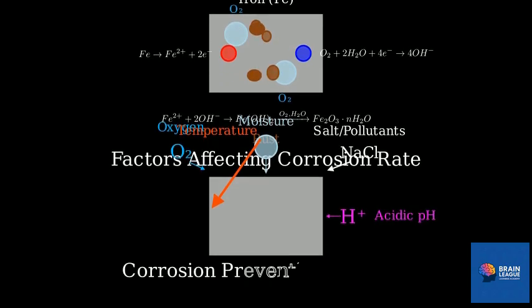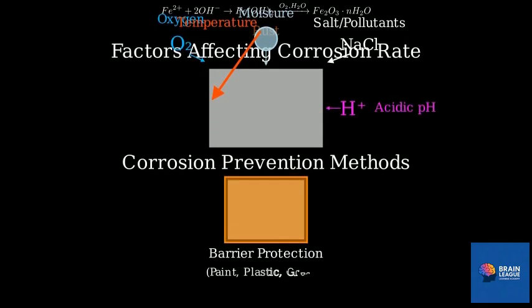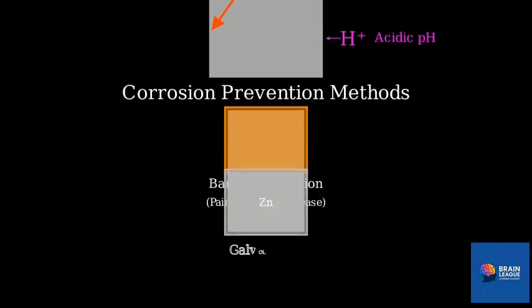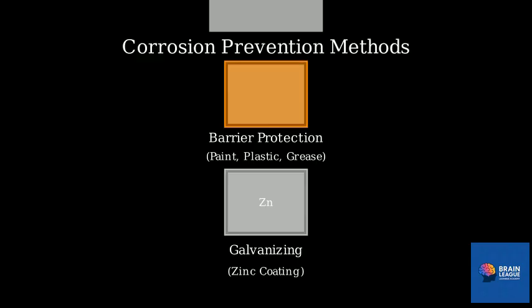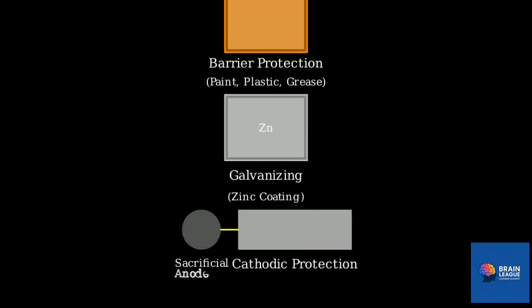There are several methods to prevent or slow down corrosion. Barrier protection involves applying coatings like paint, plastic, or grease to isolate the metal from the corrosive environment. Galvanizing is coating iron or steel with zinc, which acts as a sacrificial metal. Cathodic protection uses sacrificial anodes or impressed current to protect the metal structure.